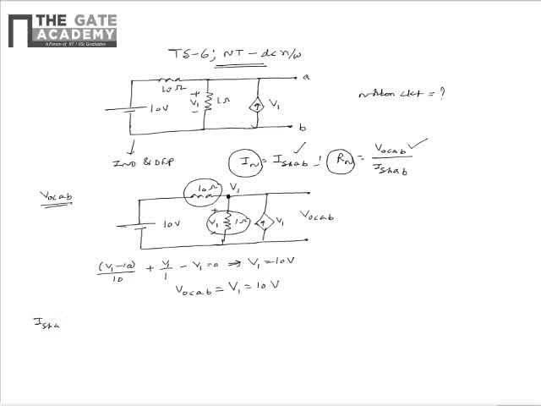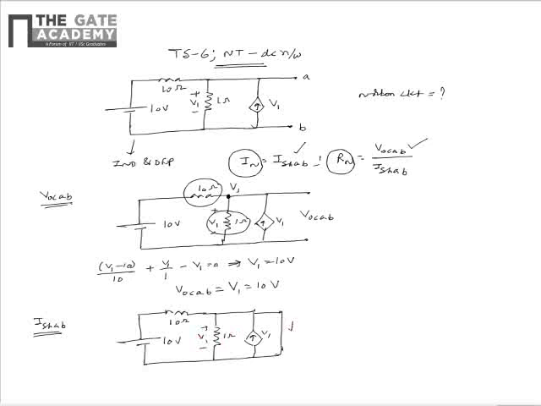Similarly, let's find out the short circuit current flowing between the terminals A and B. For finding the short circuit current, we can draw the equivalent circuit as shown, but in this case, we need to short the terminals A and B as shown in the figure. So now we need to find the short circuit current that is flowing between the terminals A and B as shown.